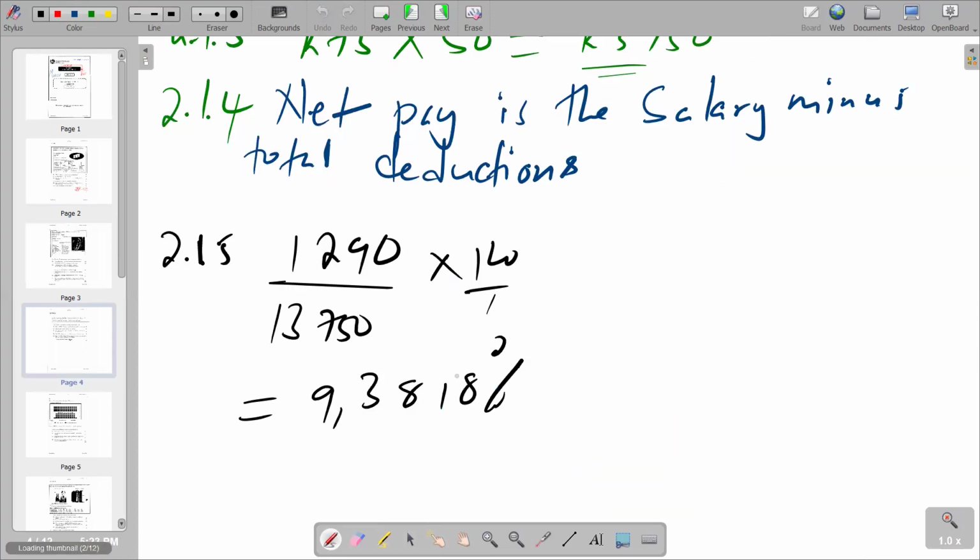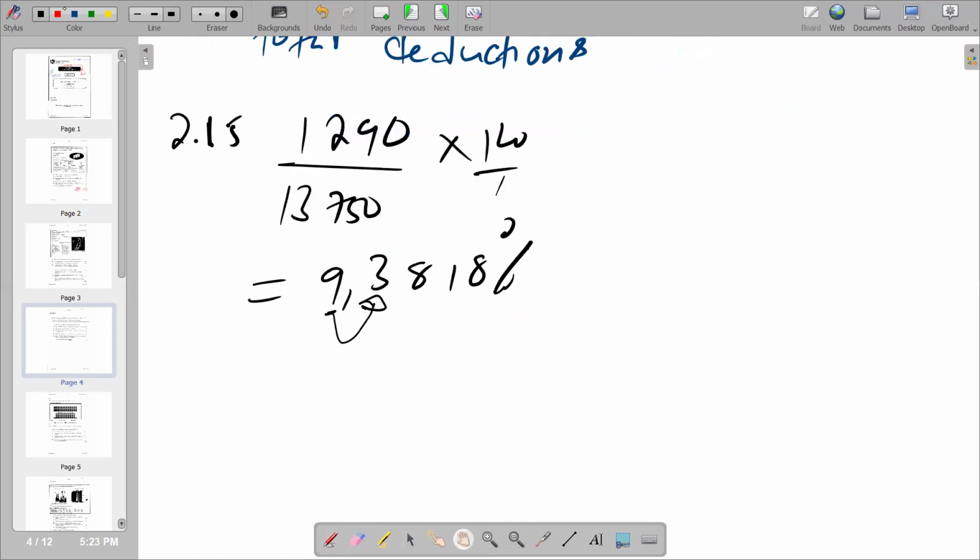But if you go back to the question, you see that it requires us to round to the nearest percentage. 9 is in the range 0 to 4. It doesn't change our 9. So 9 remains 9. So our final answer becomes 9%. So basically, that's what we have. Then go to the next part of our question.